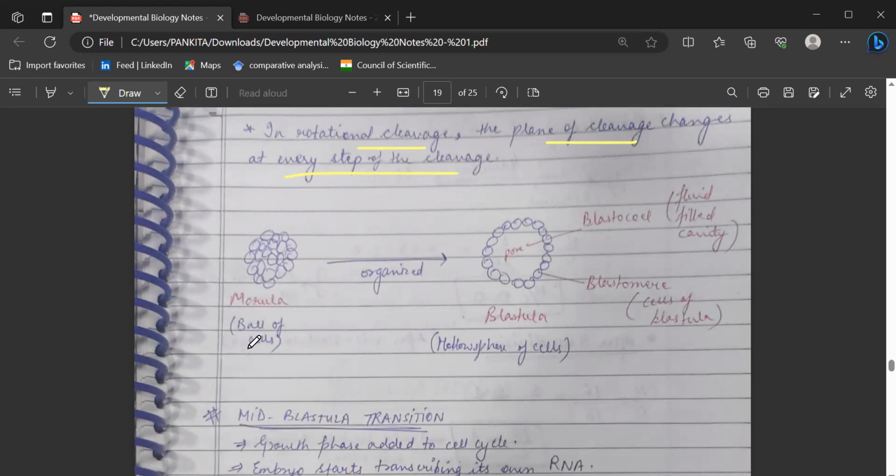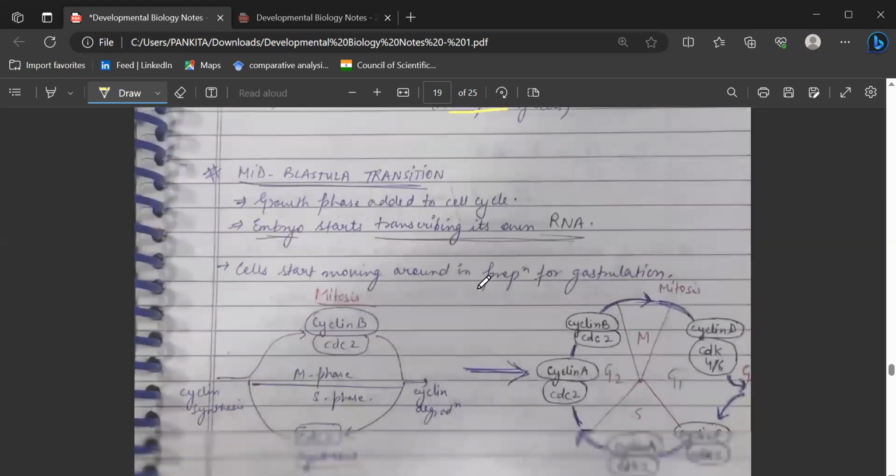So morula, which is a ball of cells, is organized into blastula, which is a hollow sphere of cells. And there's an inner pore, which is known as blastocele, and blastocele is a fluid-filled cavity. Blastomeres are the cells of the blastula. Then we move on to the mid-blastula transition.